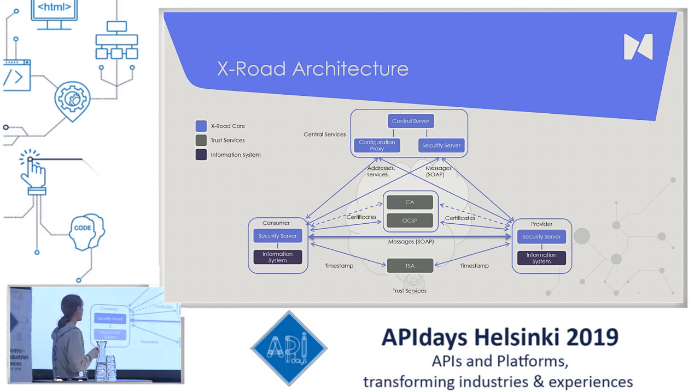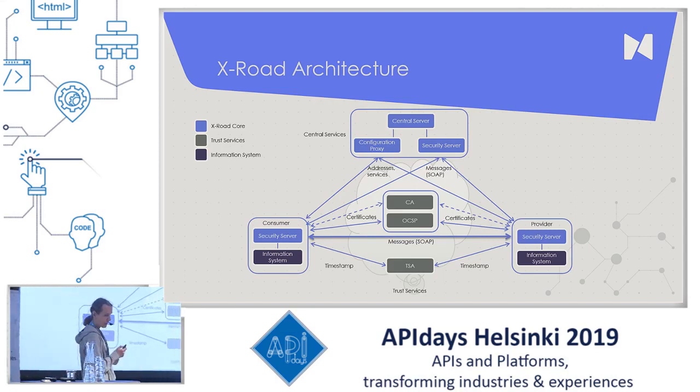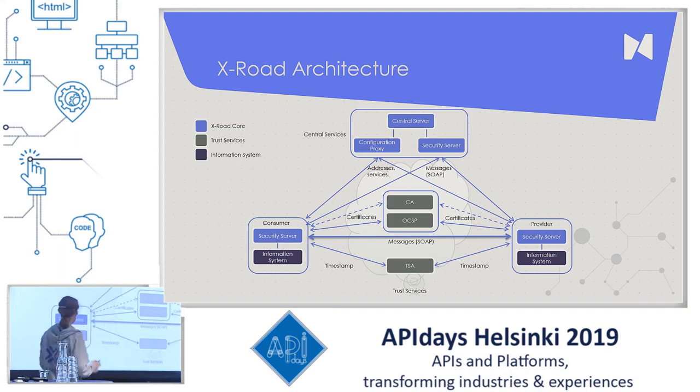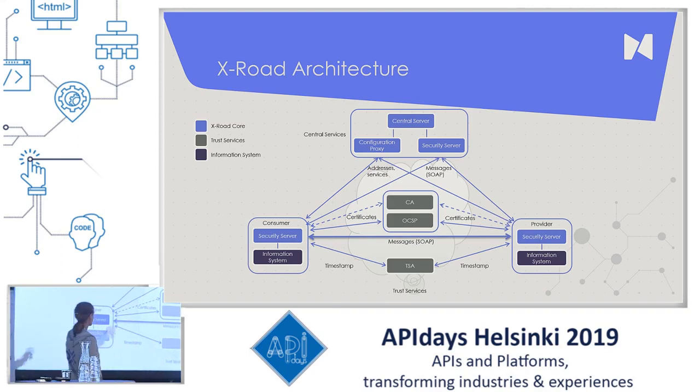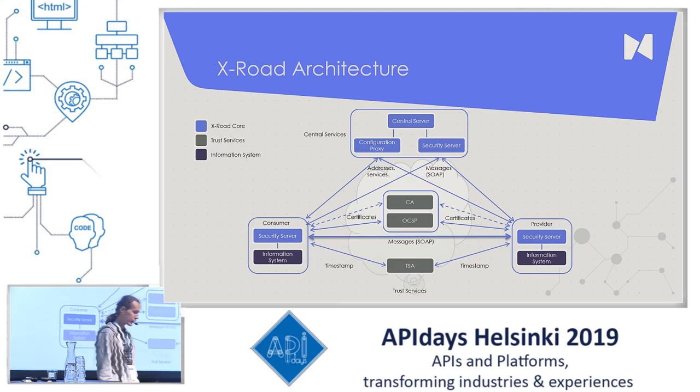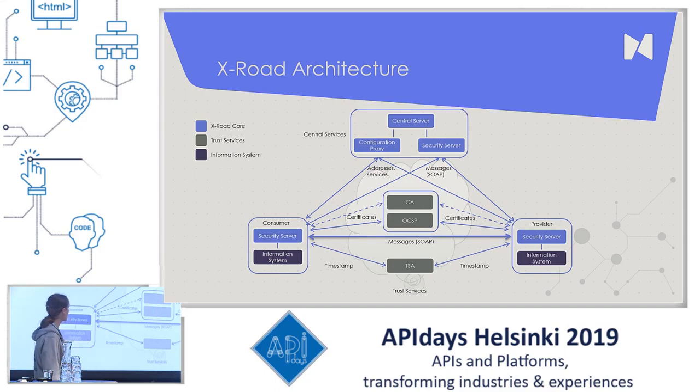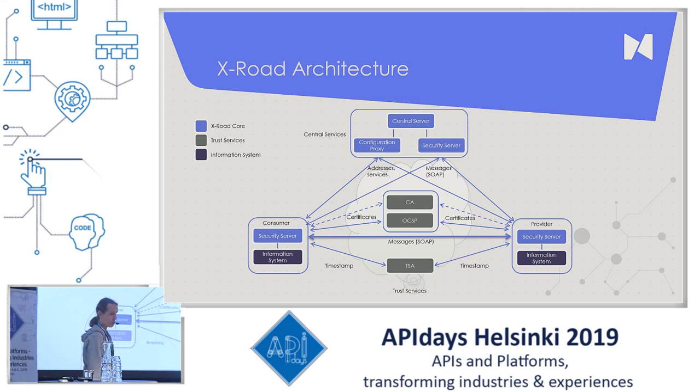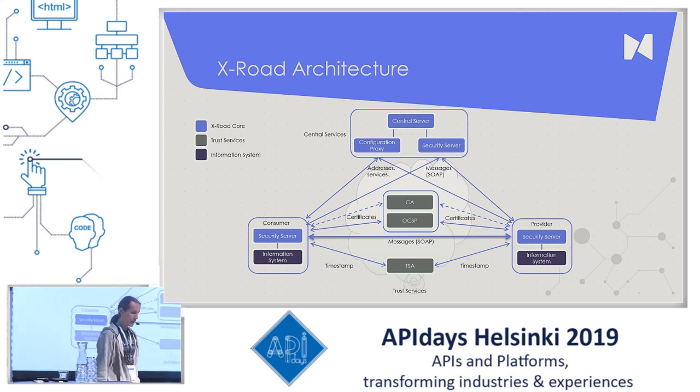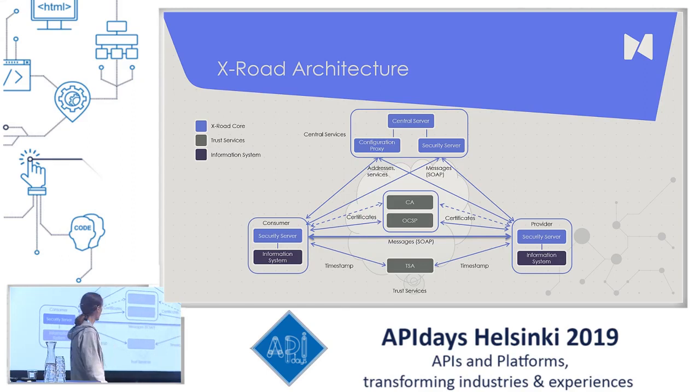Here's a bit more detailed diagram of X-Road architecture. Like you can see, we have the access points on consumer and provider side. The component is called security server. In addition to security server, X-Road core also has other two components, central server and configuration proxy. The role of the central components is to maintain a registry of all the member organizations and their security servers.